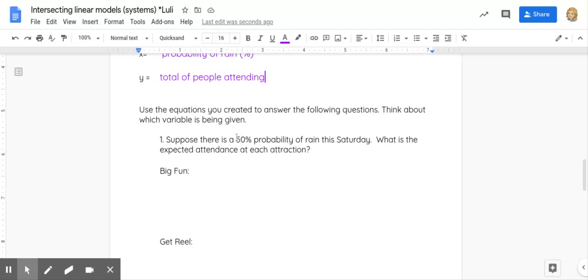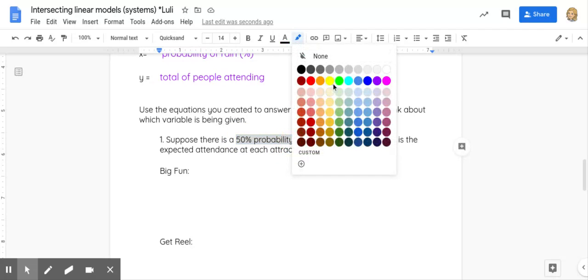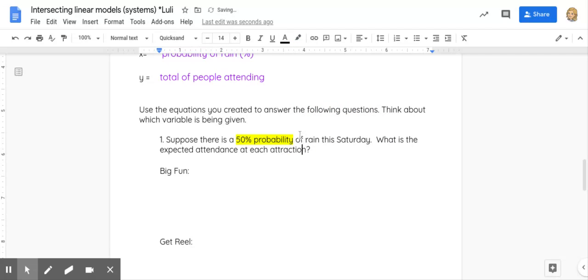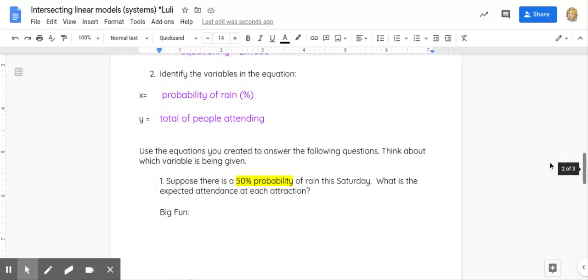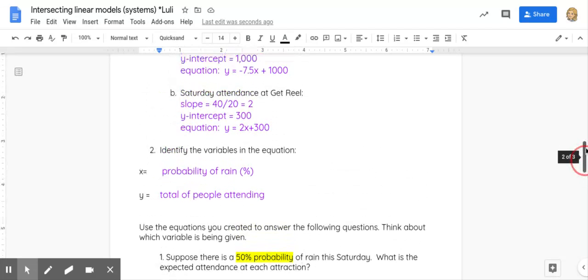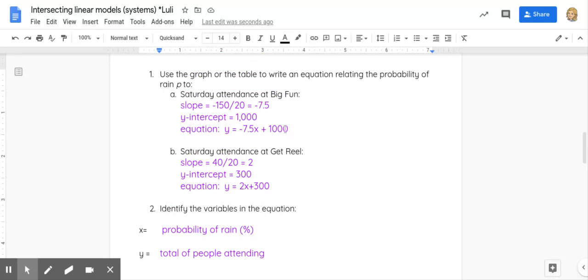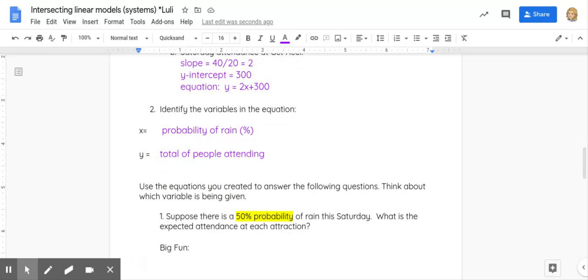So if you look at what's given to you, they're telling you that it's a 50% probability of rain. So that's the key part that they're giving us. We need to know if that's our x or our y. So if we go back up to the previous question, probability of rain, that's our x variable. So we're going to plug 50 in for x of our Big Fun equation. And again, right up above that is our Big Fun equation. So y equals negative 7.5x plus 1,000. You can either copy and paste that down here or retype it.